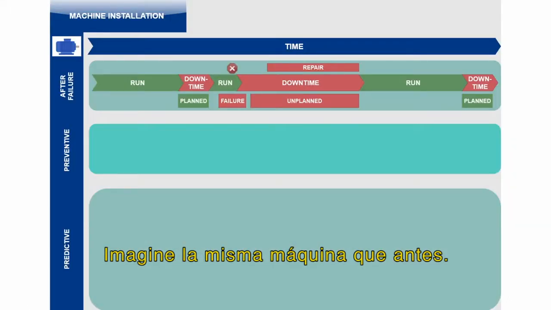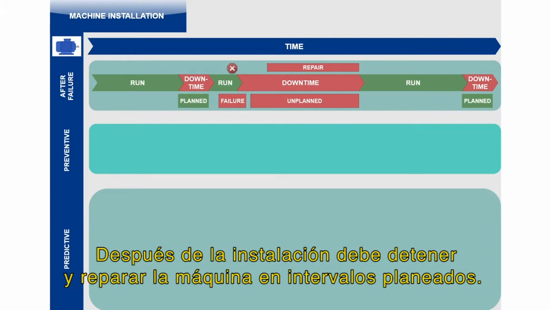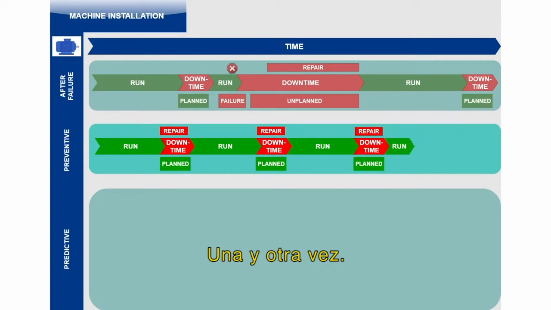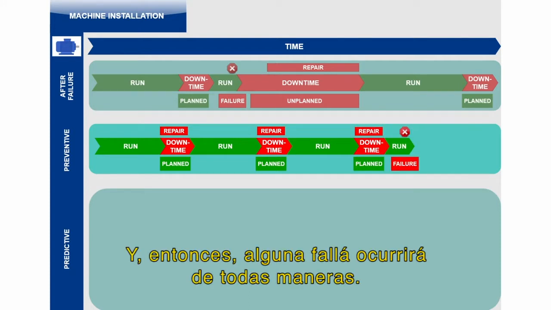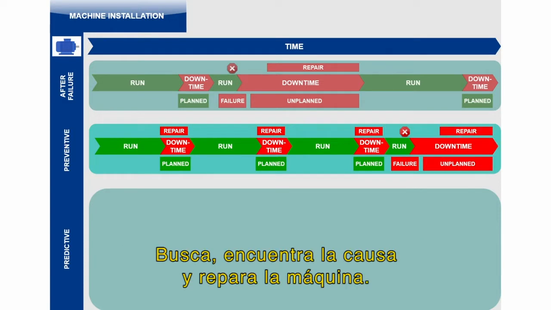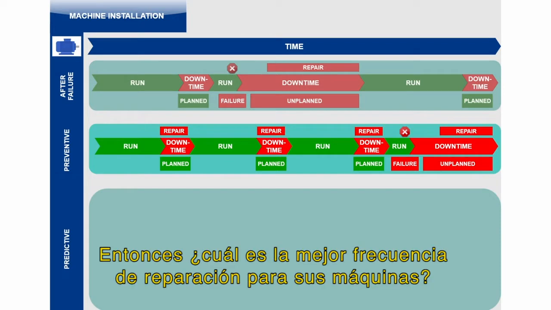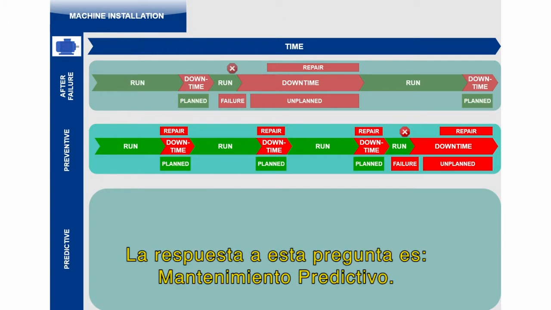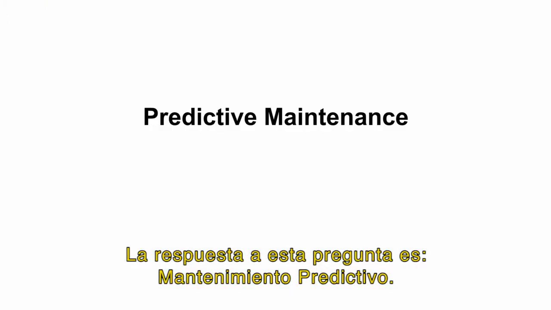Imagine the same machine as before. After installation, you have to stop and repair the machine in planned intervals, over and over. And then some failure occurs anyway. Find and fix the cause, repair the machine. So what is the best repair frequency for your machines?